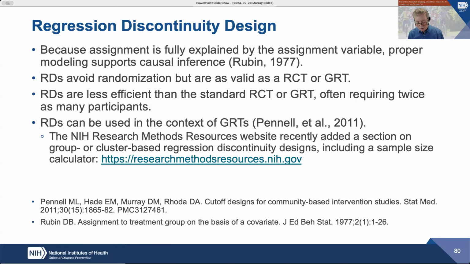Most of the time when you read about regression discontinuity designs, the assignment of participants is at the individual level. So individuals who score above or below a cut point are assigned to study arms. We've adapted the regression discontinuity design to be used in the context of a group randomized trial. Mike Pennell did that in a paper published in 2011. And the Research Methods Resources website now includes a section on group or cluster-based regression discontinuity designs, including the sample size calculator that's based on the methods that Mike Pennell described in that paper. So you can find that if you go to the website and that kind of design is of interest to you.